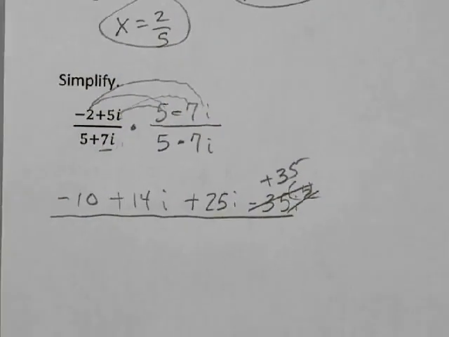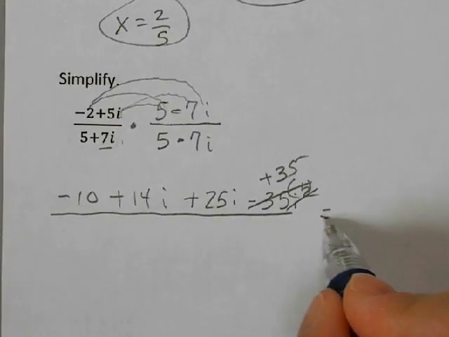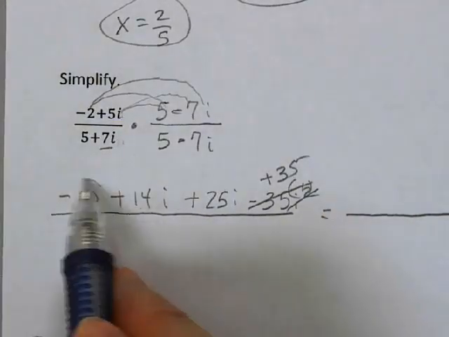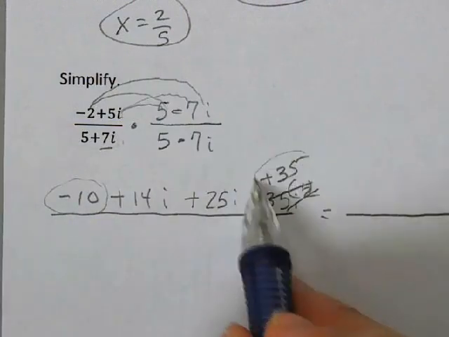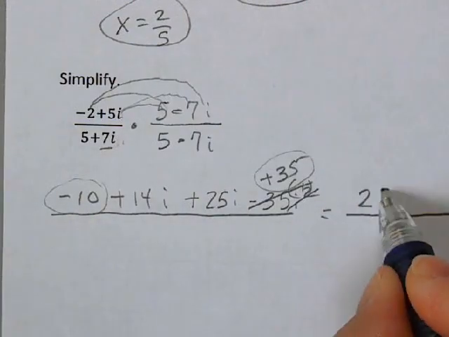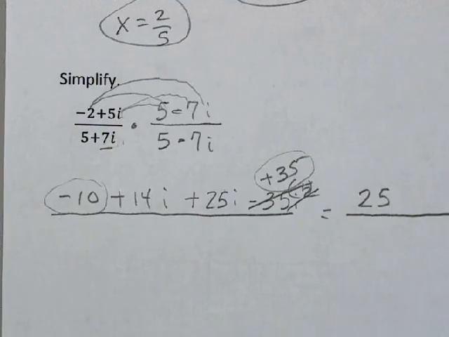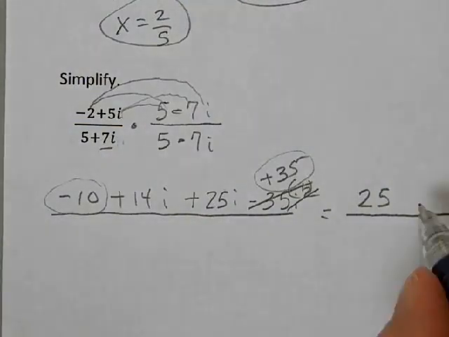So if I went ahead and simplified the numerator, I can put my like terms together. -10 plus positive 35 is 25. And positive 14i and positive 25i is positive 39i.